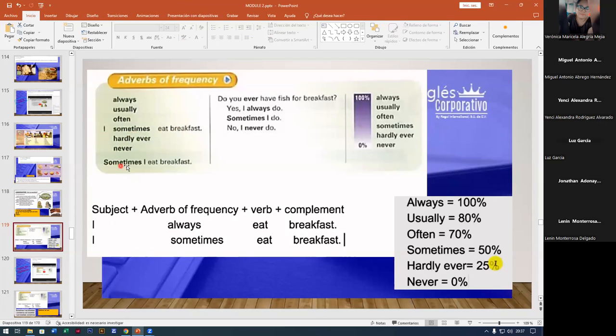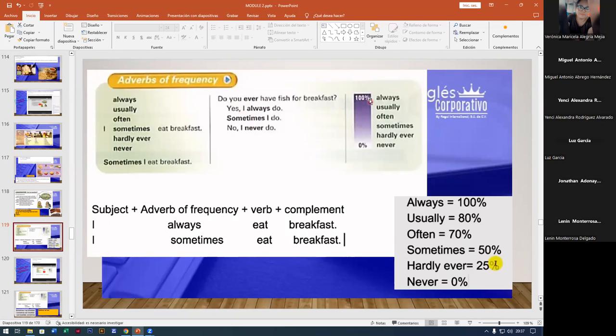Another option will be, sometimes I eat breakfast. In the question, do you ever have fish for breakfast? This ever can mean like alguna vez, normally. ¿Alguna vez comes pescado para el desayuno, right? Yes, I always do. This is a short answer with a frequency word. Sometimes I do. No, I never do. So this will be with different repetition of the actions.